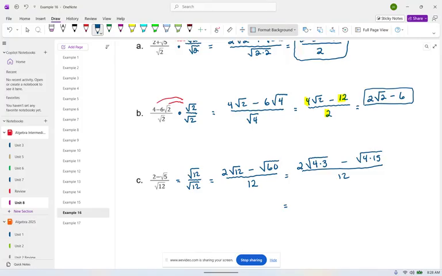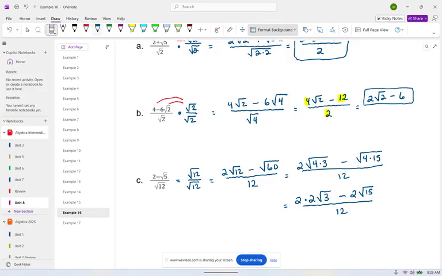So then on the top, we'll take this first one, 2 times the square root of 4, which is 2. And then the 3 gets left behind, minus the square root of 4 is 2. Square root of 15 gets left behind, all over 12.